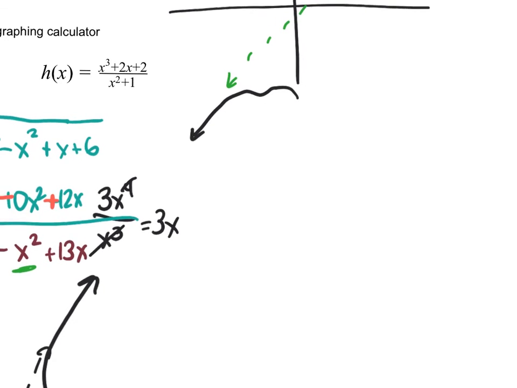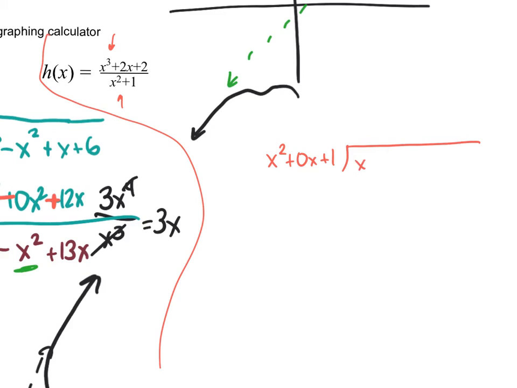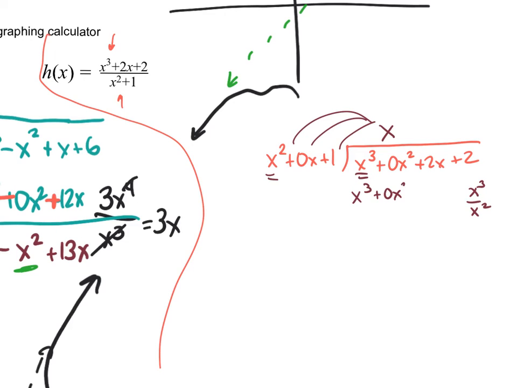Let's look at this last one. This was also a slant asymptote because you can notice, if you can get through all this writing, that the degree of the top is 3 and the bottom is 2. So if the degree of the top is bigger, you'll long divide. So x cubed plus 0x squared plus 2x plus 2 divided by x squared plus 0x plus 1. So we'll divide these, x cubed divided by x squared, which is x. And then I'll multiply that to these three. So x cubed plus 0x squared plus 1x.